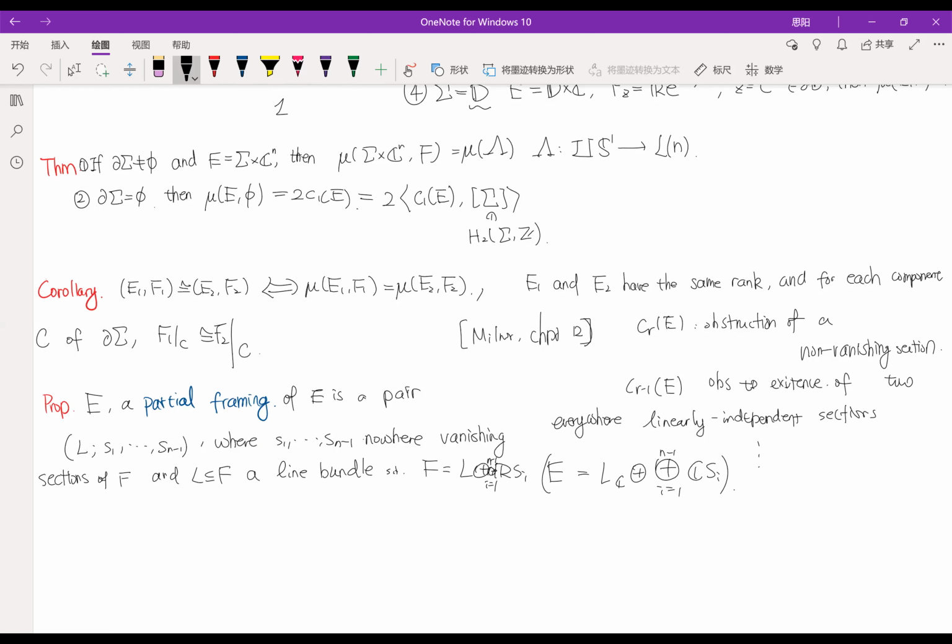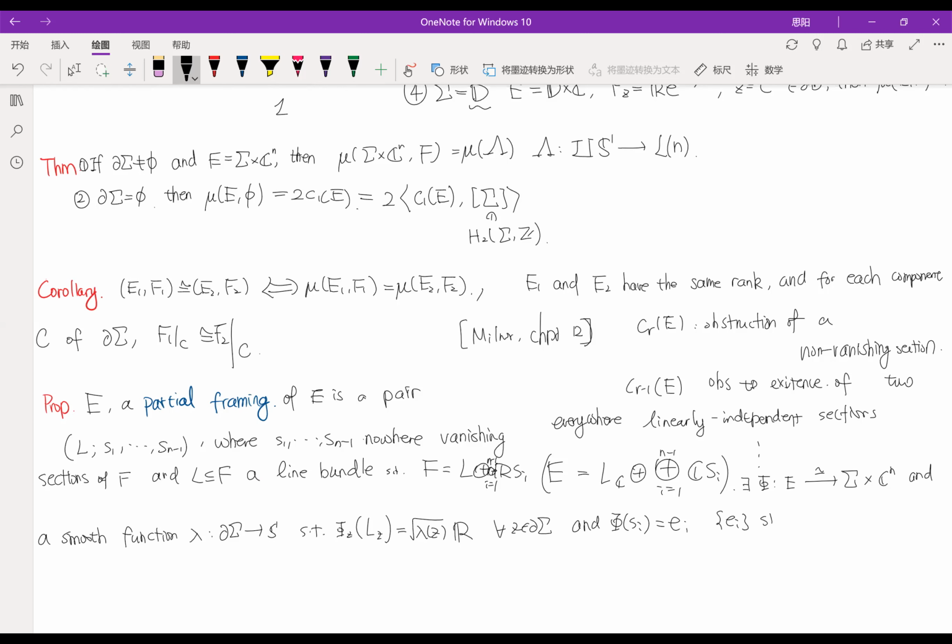And equipped with such a partial framing, there exists a global trivialization E and a smooth function lambda from D sigma to S1 such that phi at the point J of L at the point J is equal to the square root of lambda J acting on the real line for all J in the boundary, and phi maps S_i into e_i, where e_i is the standard basis of Cn.